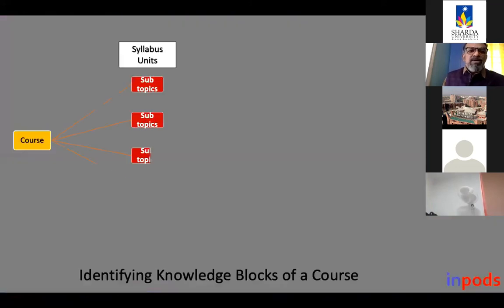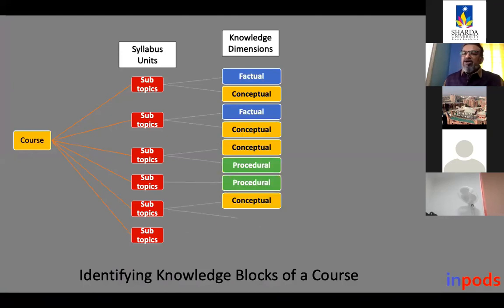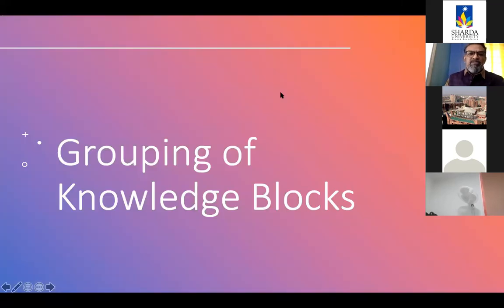So if you break down your course content into multiple topics and then identify what knowledge it is delivering, the knowledge dimension: factual, conceptual, procedural, and metacognitive. That could be the one step that you can take. For example, this is the way you can identify various subtopics and topics delivered by your course and identify whether the knowledge is factual, conceptual, procedural, or metacognitive.